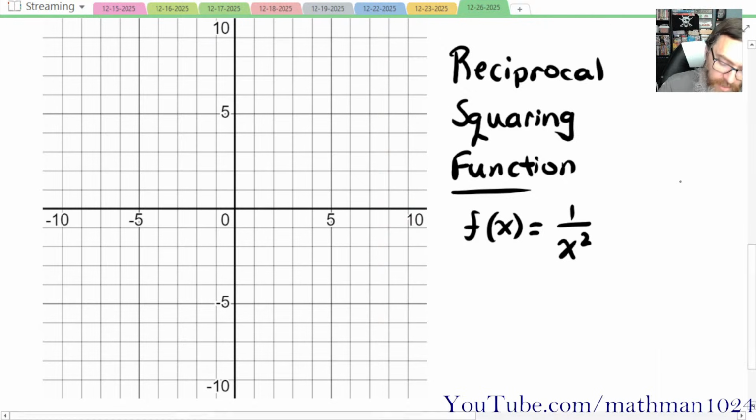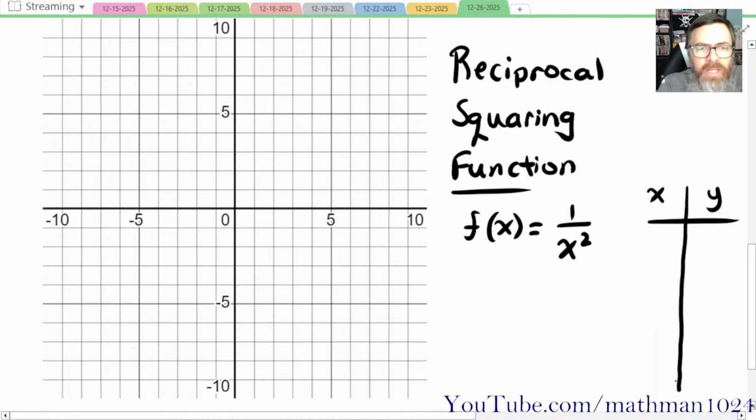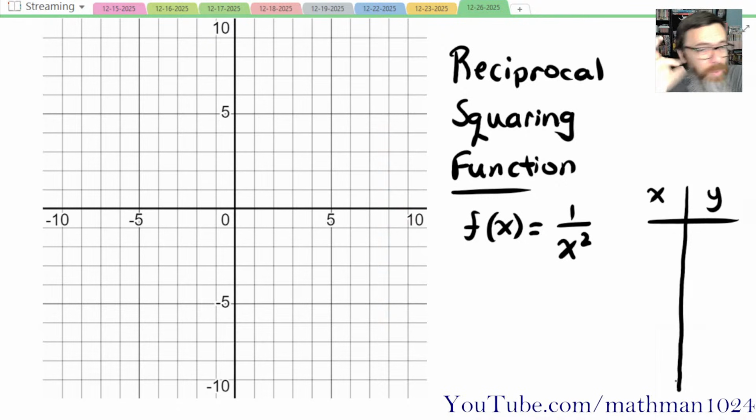Okay, so I want you to think about what that looks like in terms of our t-table. Now, I know that there's the square there, but we have to avoid the temptation of saying, oh, it's just going to be a parabola. And it's not, though. It does have some similarities with the parabola in terms of symmetry, but that's kind of it.